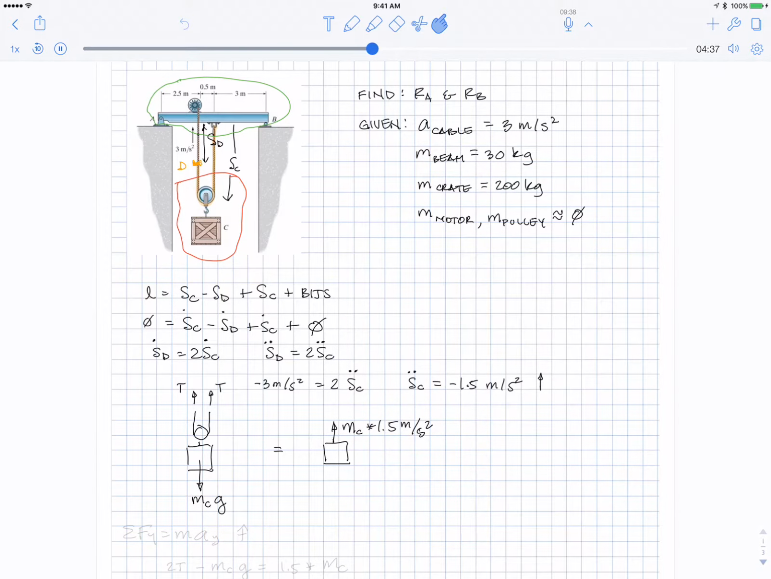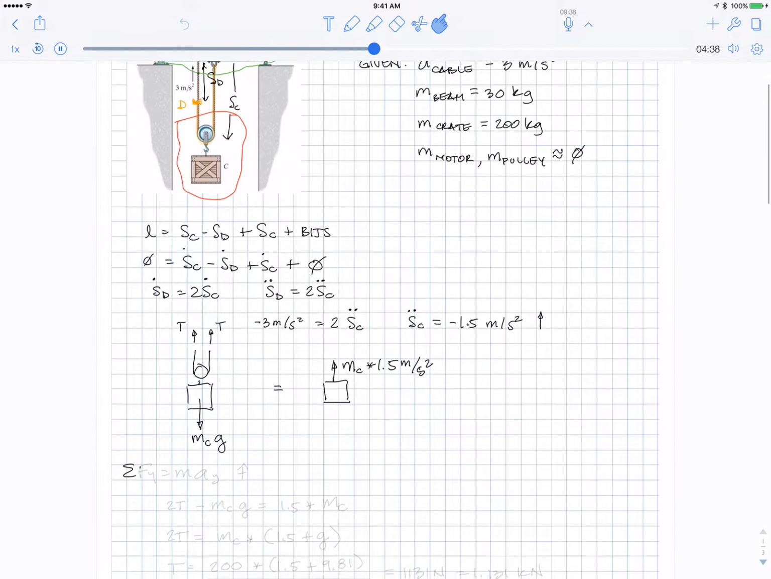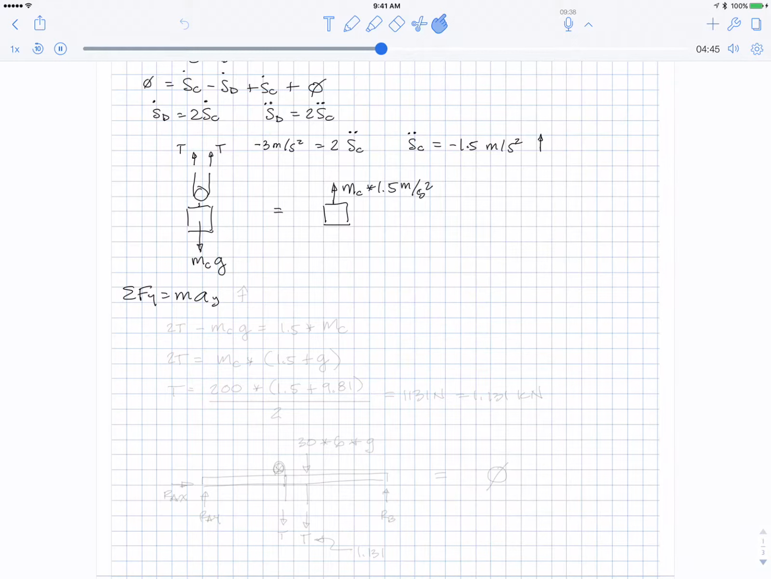Okay, so it's relatively straightforward. There's only one direction. We'll say sum Fy equals m ay. So we got, and I'll take up as positive this time, 2T going up minus mc times g equals 1.5 times mc. So 2T equals mc times (1.5 plus g). And finally, the tension is half of that. Let's plug in some numbers. The crate is 200 kilograms, and 1.5 plus 9.81 all divided by 2. And so that equals 1131 newtons, or 1.131 kilonewtons.